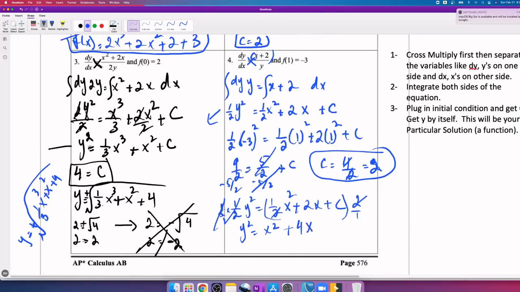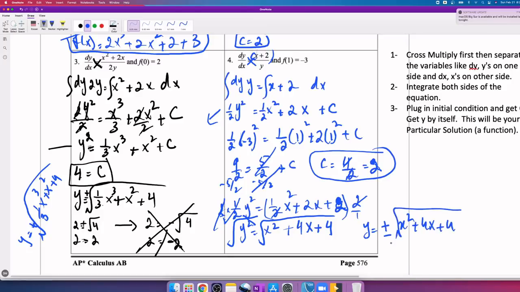4x. And c, we already know c is 2, right? I should have plugged in c as 2. 2 times 2 is 4 again. There you go. And now I have to do the square root. They cancel out, and I'm left with y equal positive negative square root of x squared plus 4x plus 4.